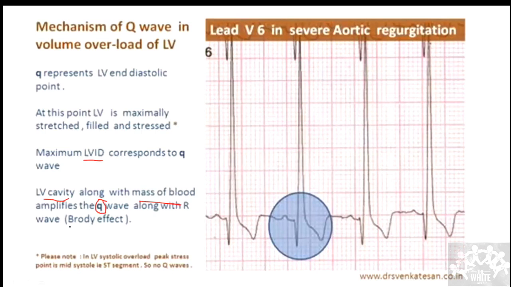This is just given a fancy name, Brody's effect. Even if you don't remember Brody's effect, it's completely all right. But remember that whenever there is volume overload, you can have deep Q waves. That is the take-home message.